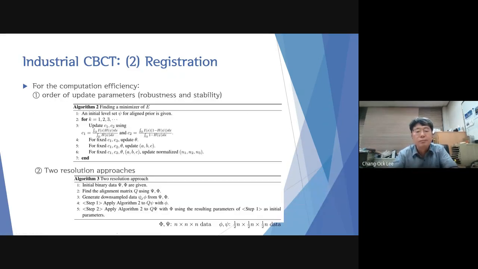In order to reduce the cost of the PSO algorithm, we use a two-resolution approach. First, we make a small CAD data, and we can find the translation factors. And then we get the full-size data.